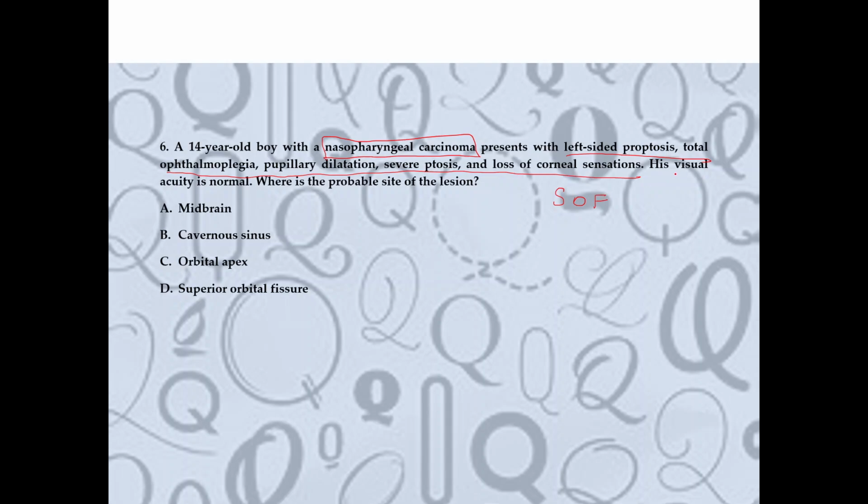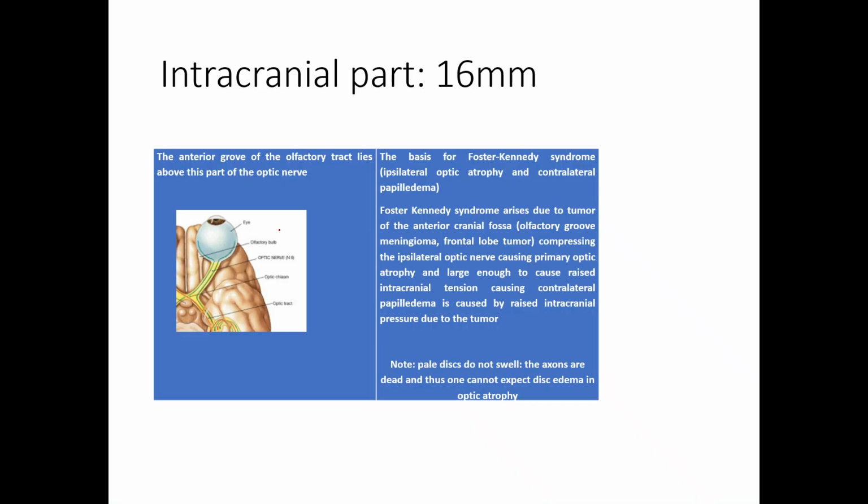Let's see what the next line says. His visual acuity is normal. Okay, so now we are sure that the optic nerve is not affected, right? So where do you think the lesion is? It's at the superior orbital fissure. In orbital apex syndrome, you will get additional visual acuity loss, and in the cavernous sinus you get loss of mandibular sensations also, along with the other eye also being affected. You can have an abduction deficit of the other eye. In the midbrain, you will not have so many cranial nerves being affected at the same time. So the answer here is superior orbital fissure.